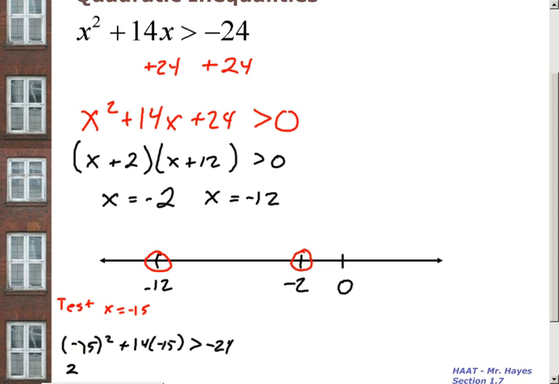Here you get 225, plus, and that's going to be approximately 200? Yes. Sorry, just doing that off the top of my head. My apologies.